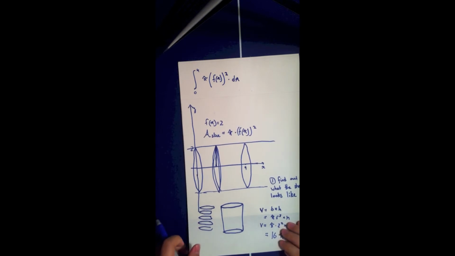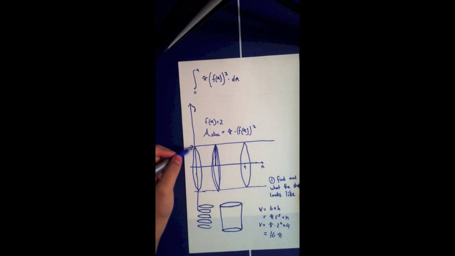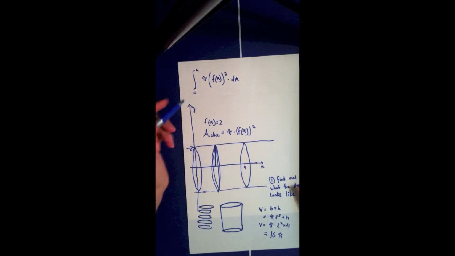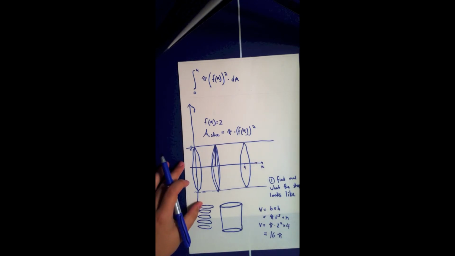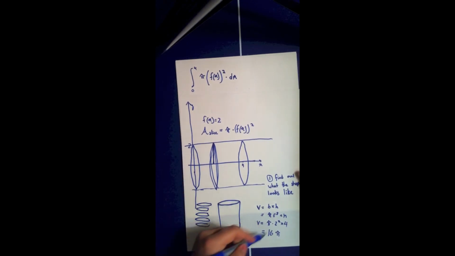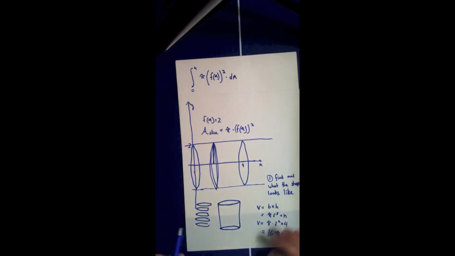So we've just written an expression for the volume of this solid, made by revolving f of x equals 2 around the x-axis to create a cylinder, and there's the integral expression. Earlier we found, just with geometry, that the volume of this is 16 pi. So let's solve this integral expression and see if it is 16 pi.